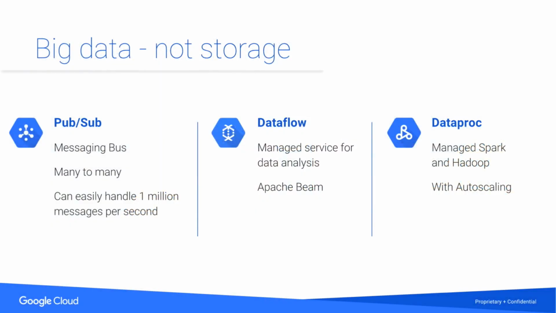So how do I make sense, though, of all that data? If I have data from multiple sources, or I'm consuming large amounts of data from click streams on my applications, as an example, Google has a number of tools available. So I mentioned PubSub before, which is essentially a messaging bus. And this allows a common publish-subscribe model, which can easily handle 1 million messages per second, and it is a global messaging bus.